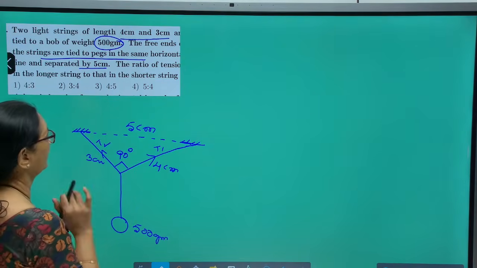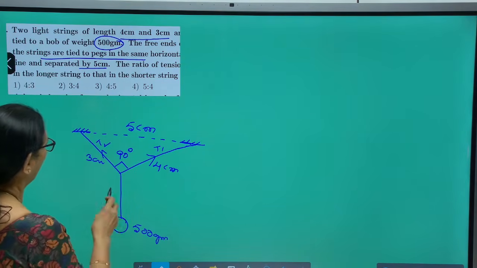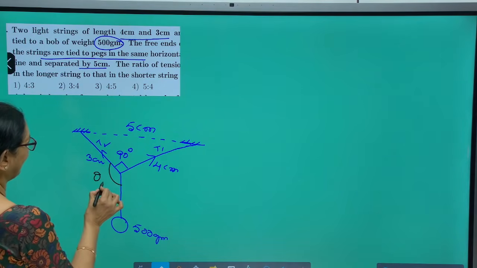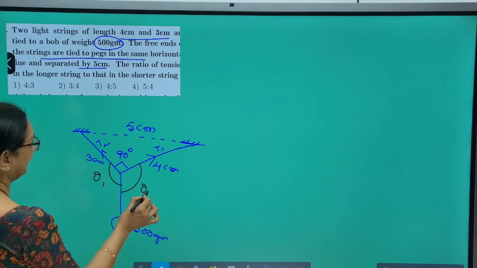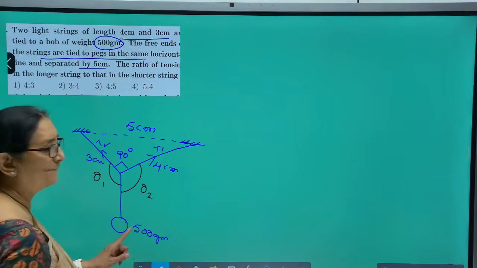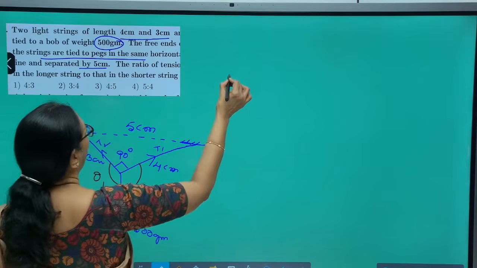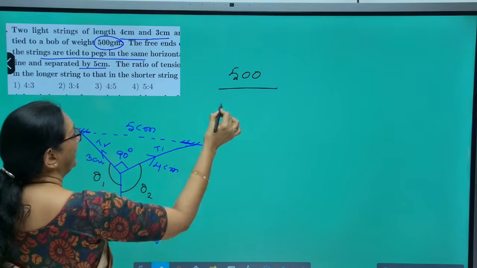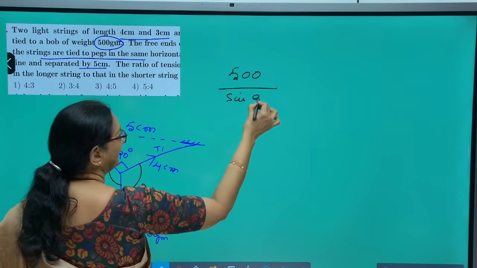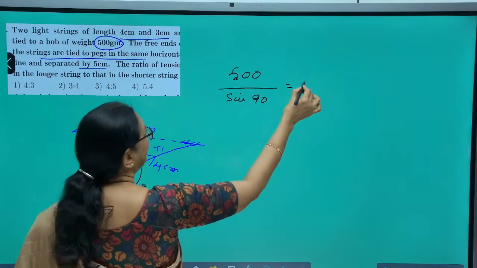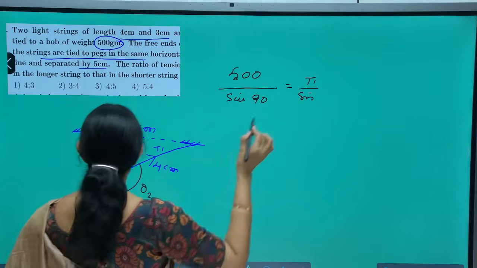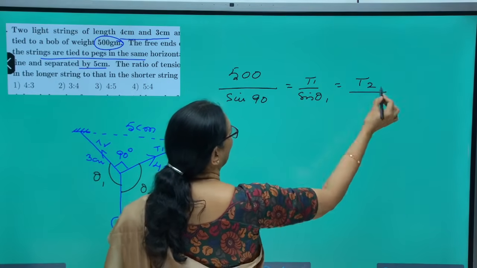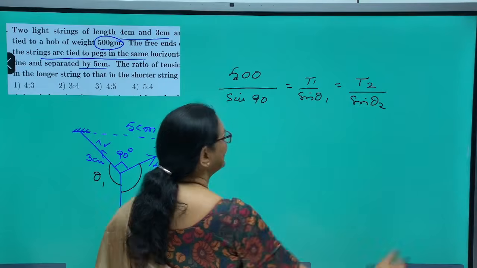Now, how to solve the problem? Look here. If we take this as theta 1 and this as theta 2, then from Lami's theorem, 500 gram weight divided by the sine of its opposite angle is equal to T1 by the sine of its opposite angle, taken as theta 1, that is equal to T2 by the sine of its opposite angle, theta 2.